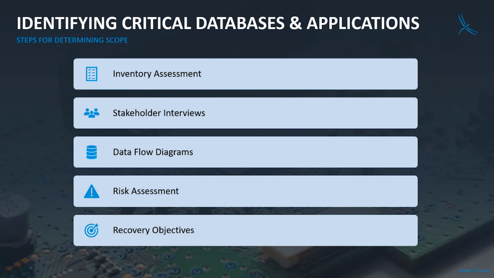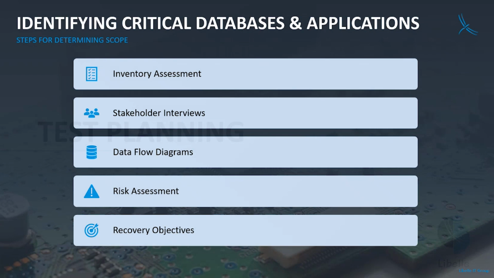Last, we can set recovery objectives for these critical databases and applications. One is the recovery time objective. How fast should this database or application become available in our DR scenario? How fast do we have to make it available? And then the recovery point objective. What is the maximum data loss that is tolerable for that database or application?